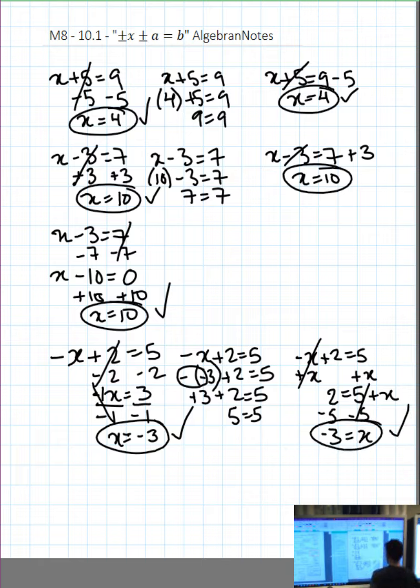So remember, you can do anything you want to both sides of the equation in any order that you want to. You just can't break any of the laws. So if you want to add and subtract first, go for it. If you want to multiply and divide first, go for it. But don't break the laws.